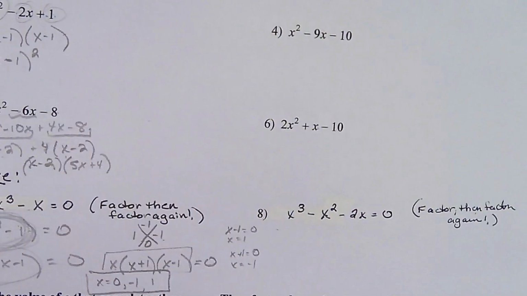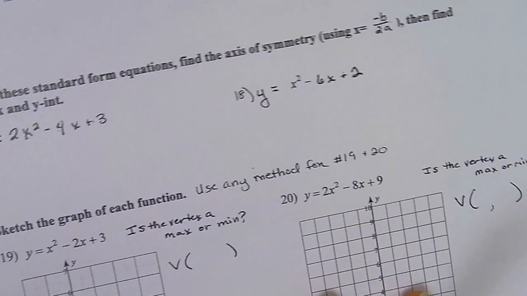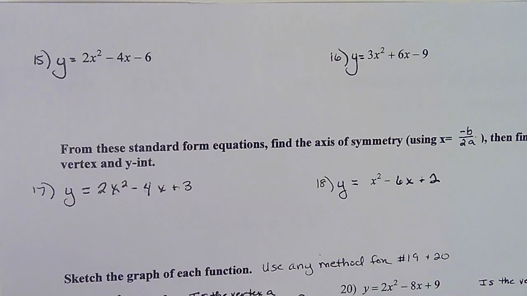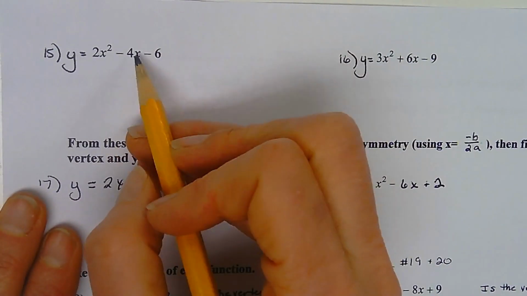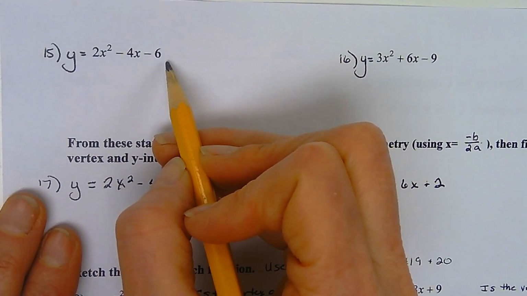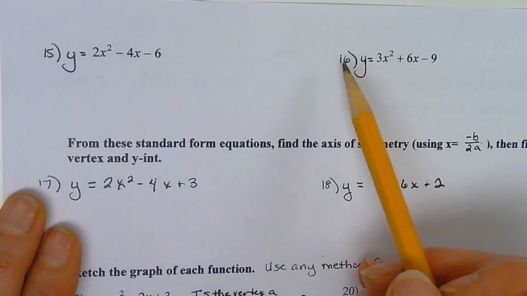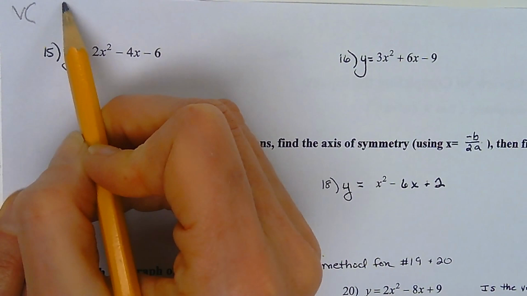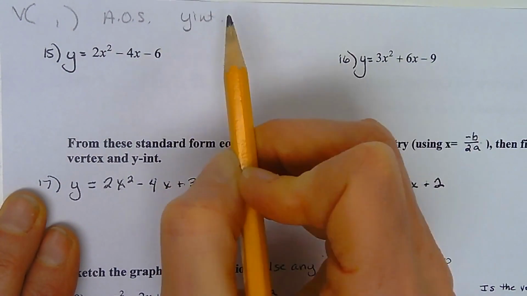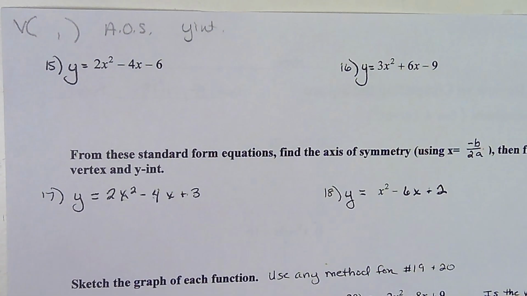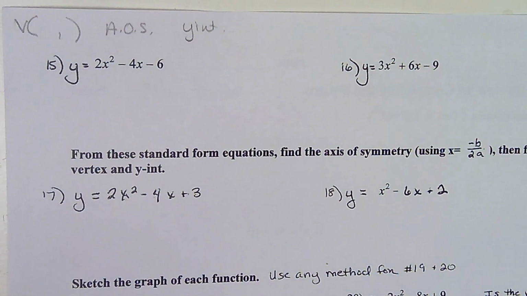Okay, next page. So number 15, I'm still asking you to put this into vertex form and then find the vertex and the axis of symmetry and the y-intercept. I'm going to stop this video and I'm going to do this second page in part 2.